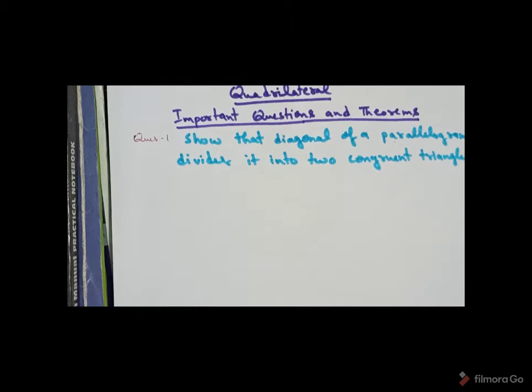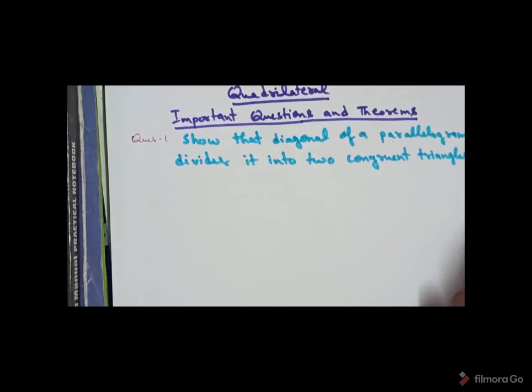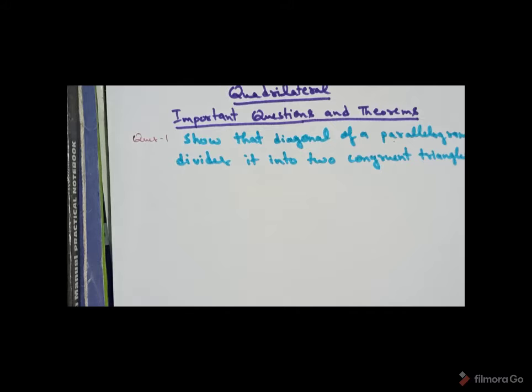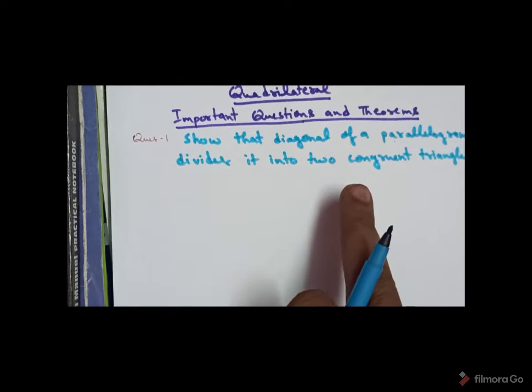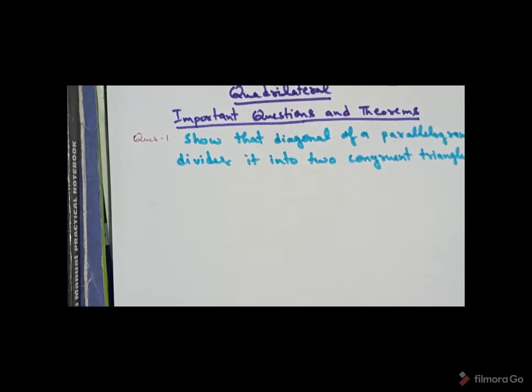So the first theorem states that if there is a parallelogram and a diagonal is drawn in that parallelogram, then the diagonal will divide the given parallelogram into two congruent triangles. Okay, this is the question: Show that the diagonal of a parallelogram divides it into two congruent triangles.